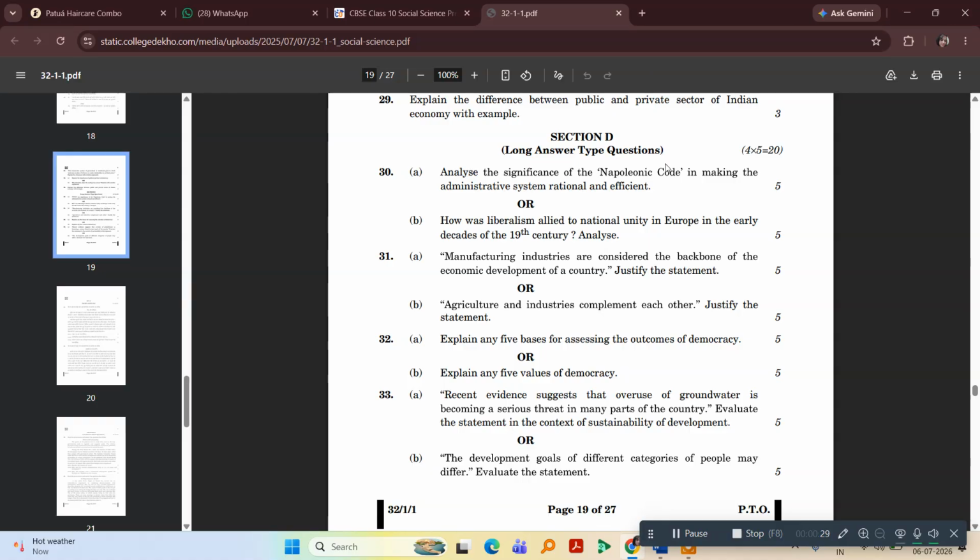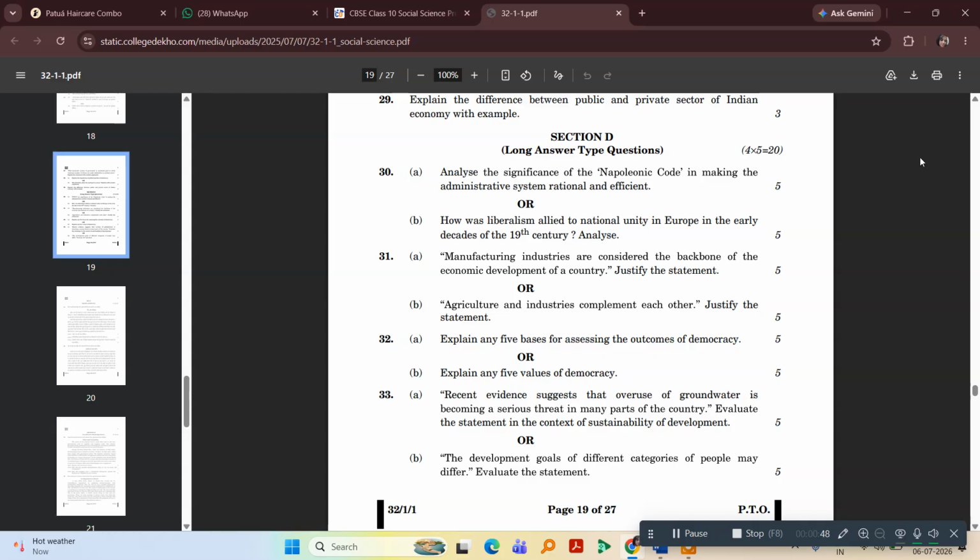These questions will be asked for 5 marks. When there is a question of 5 marks, try to write at least 4 or 5 points. If you write 5 points, it's well and good. This section comprises 20 marks. Let us discuss the answers of these questions.